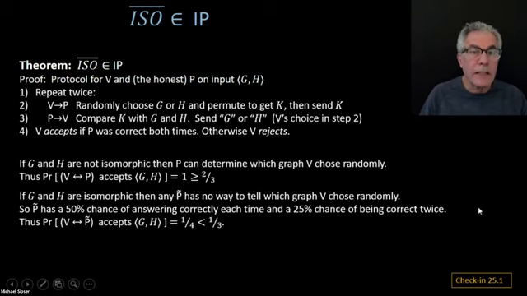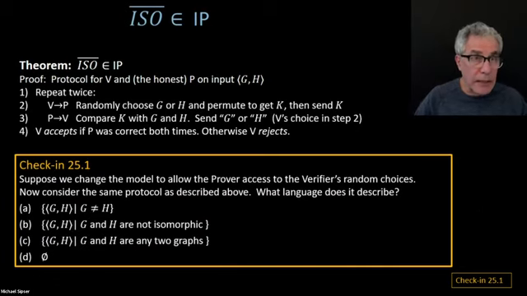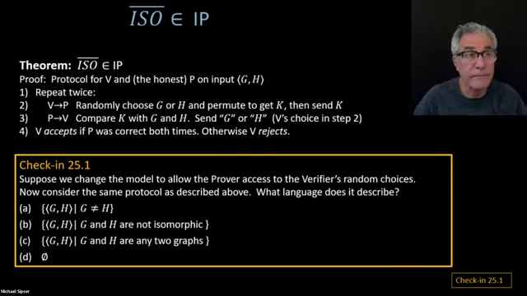Okay, let's do the check-in. Suppose we change the model so that the prover can watch the verifier picking its random choices. So the verifier cannot act in secret anymore, but the prover can watch the verifier. Now suppose we had the same protocol that I just described. What language do we end up with? Is it the same language, a different language, and what is that language?